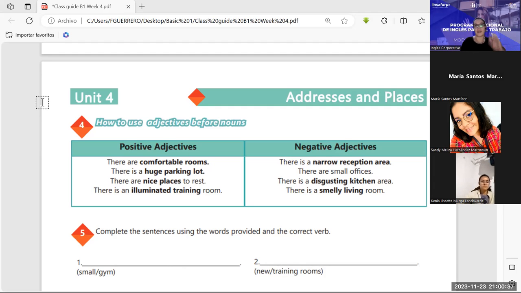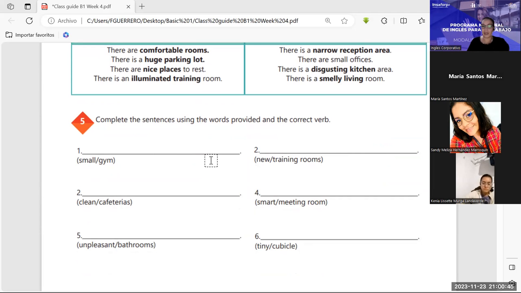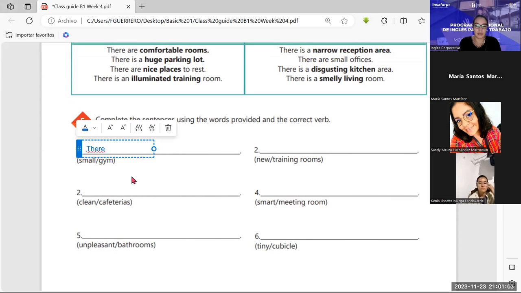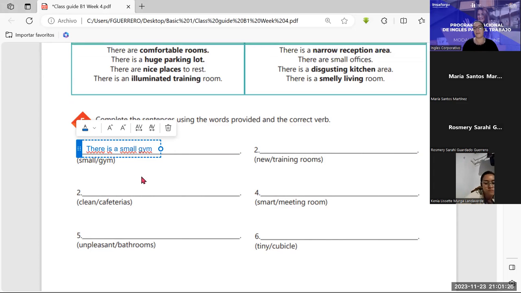Okay. So let's complete the next exercise to write sentences. Complete the sentences using the word provided and the correct verb. What would be the correct verb? There is or there are. Por ejemplo, the number one. Veamos como ejemplo. ¿Cómo nos quedaría acá? ¿Cuál es el verbo correcto? There is o are. There is. Ajá. Y ahí ponemos el quantifier porque está singular. A small gym. Y así van a continuar con las demás oraciones.